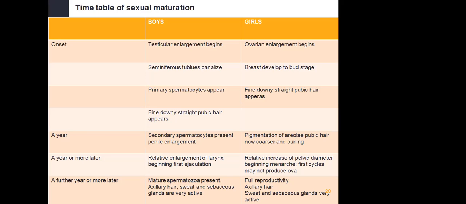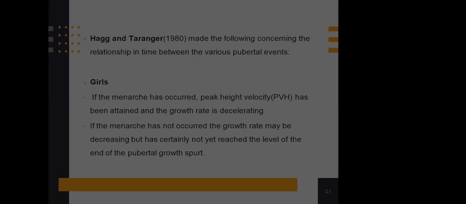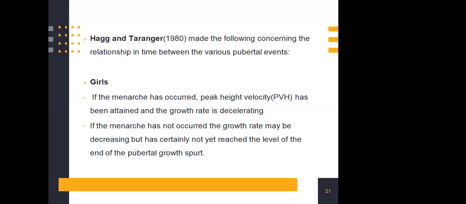Along with this timetable, Hagg and Taranger have made the following observations on the relationship in time between the various pubertal events. In girls, if the menarche has occurred, then the peak height velocity has been attained and the growth rate is decelerating. If the menarche has not occurred, then the growth rate may be decelerating but has certainly not yet reached the level of the end of the pubertal growth spurt.